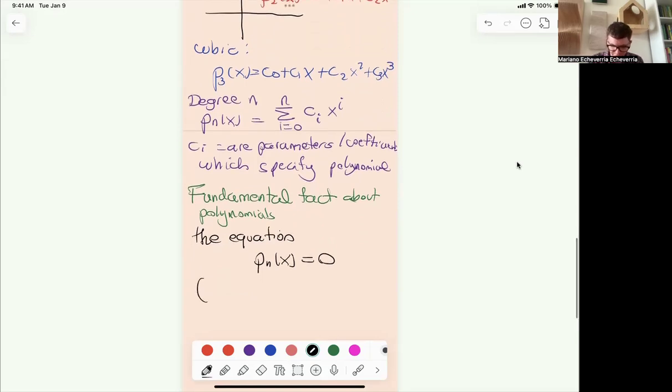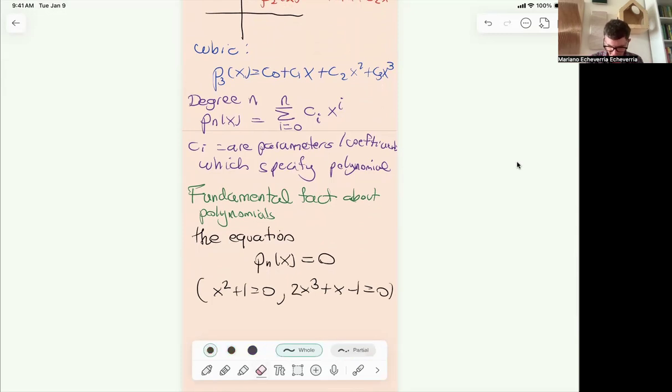Again, just for examples, you could think of x squared plus 1 equals 0, or x cubed plus x minus 1 equals 0. Take your favorite polynomial, set it equal to 0, whatever polynomial in the world. Or 2x cubed, just to have something that doesn't start with 1. The fundamental fact about polynomials of a certain degree is that if this is degree 2, then the most that can happen is that you have two solutions or two roots. Or if it is degree 3, the most that would happen is that you can have at most three solutions to this equation, right?